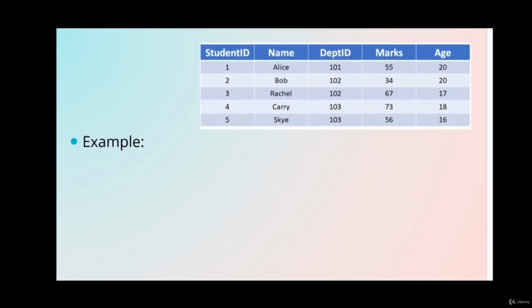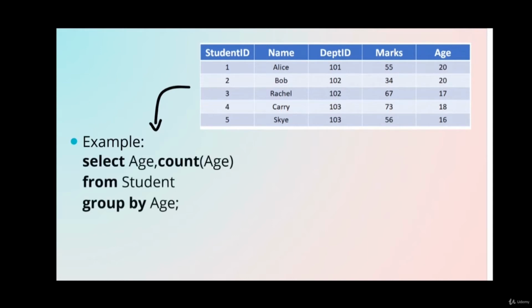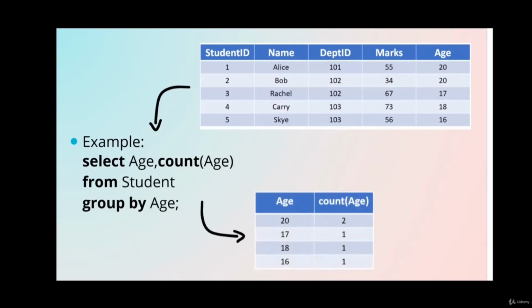Let's take one more example. If I want to group students on the basis of their age, I will write the query as select age, count age from student group by age. So that in the output you will see there are two students who have age 20, one student who has age 17, one student who has age 18 and 16.